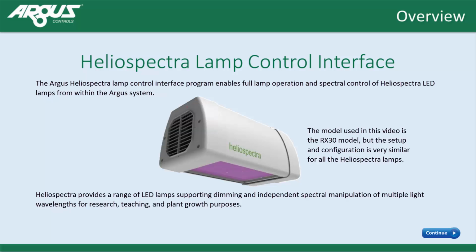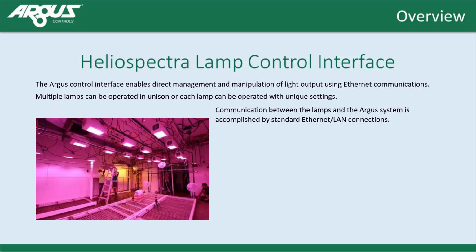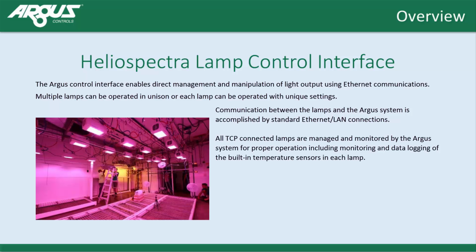the Heliospectra lamps. The Argus control interface enables direct management and manipulation of light output using Ethernet communications, both TCP and HTTP. Multiple lamps can be operated in unison, or each lamp can be operated with unique settings. Communication between the lamps and the Argus system is accomplished by a standard Ethernet LAN connection. All TCP-connected lamps are managed and monitored by the Argus system for proper operation, including monitoring and data logging of the built-in temperature sensors in each lamp. For HTTP, temperature is not currently supported.